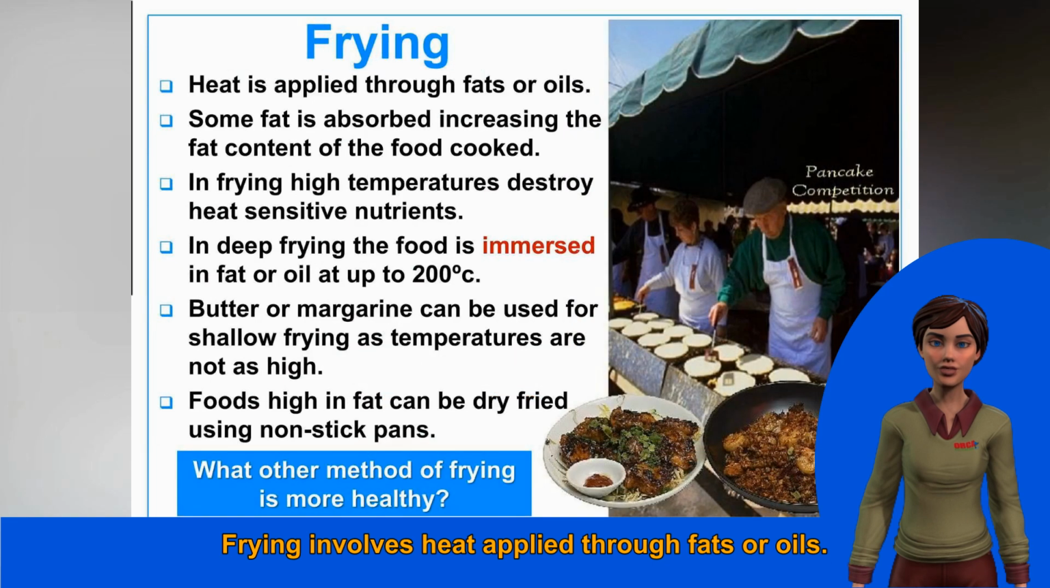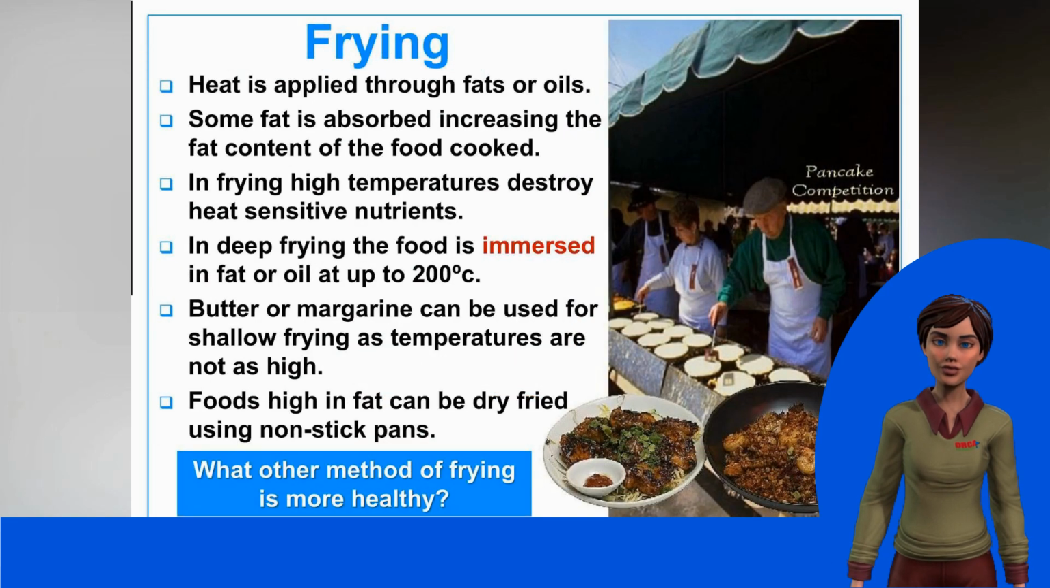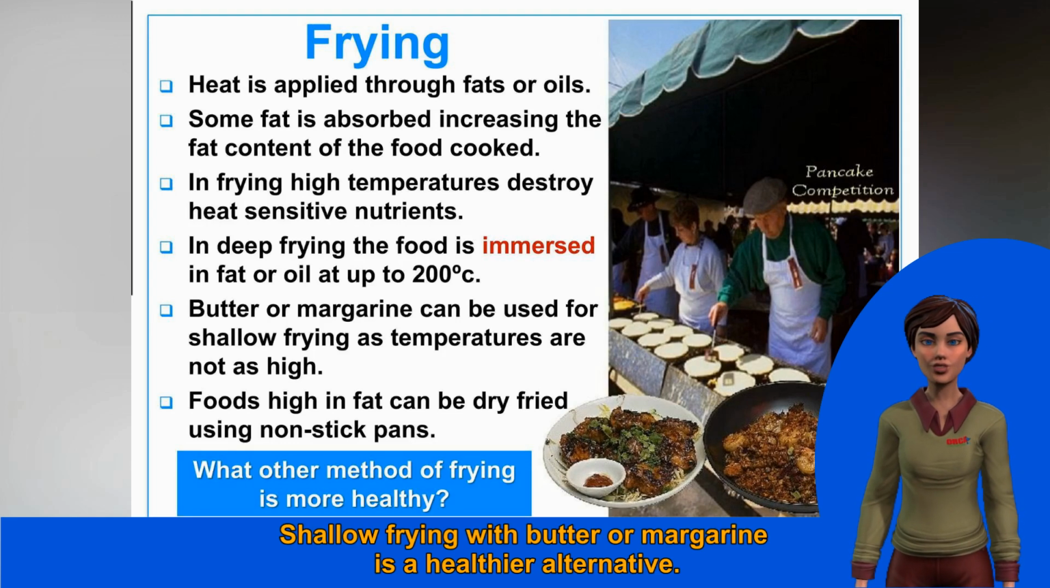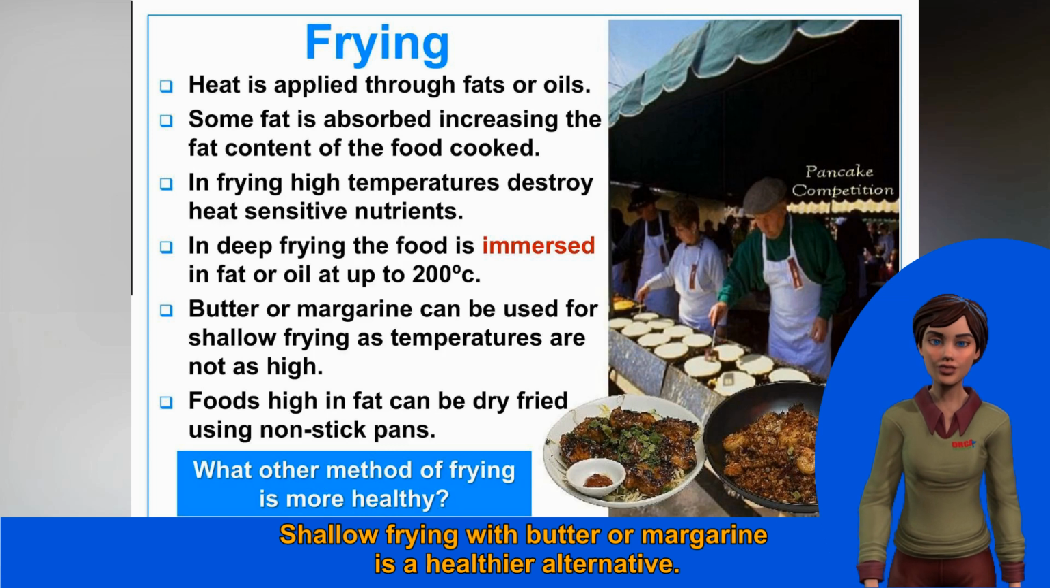Frying involves heat applied through fats or oils. High temperatures destroy heat-sensitive nutrients. Shallow frying with butter or margarine is a healthier alternative.